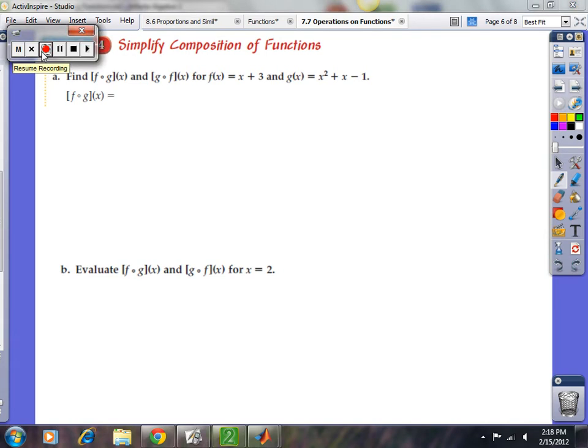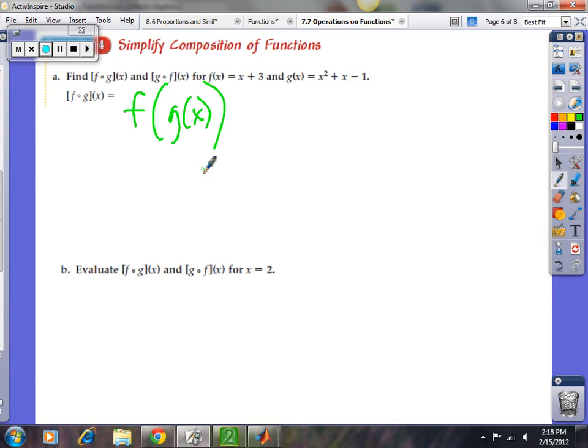Okay. F compose G. That's the same thing as F of G of X. So you are starting with G of X. But G of X is this rule. So the rule for G of X says take whatever number you want, square it, add that number, and then minus 1. You can use whatever number you want, but you're going to take that whole general rule and you are going to substitute it into f of x.